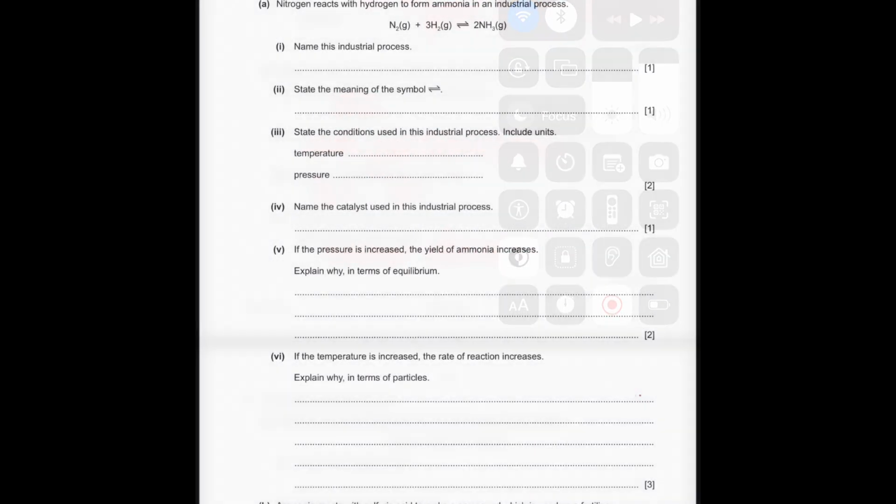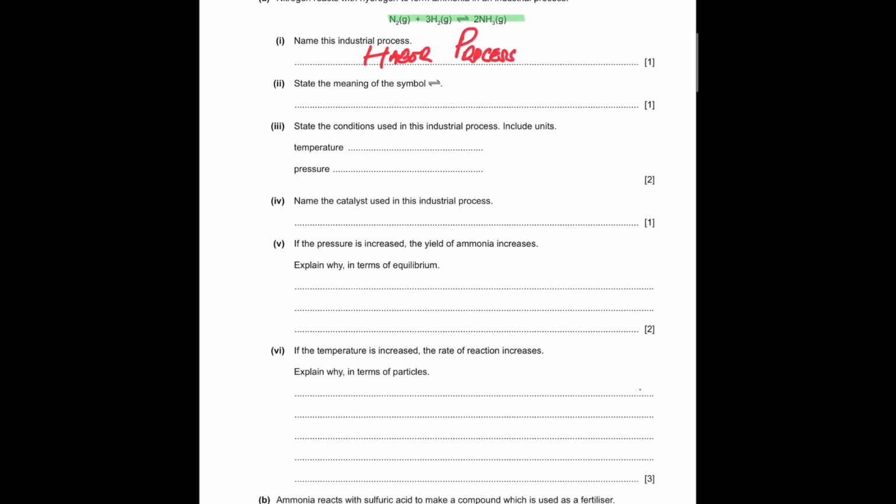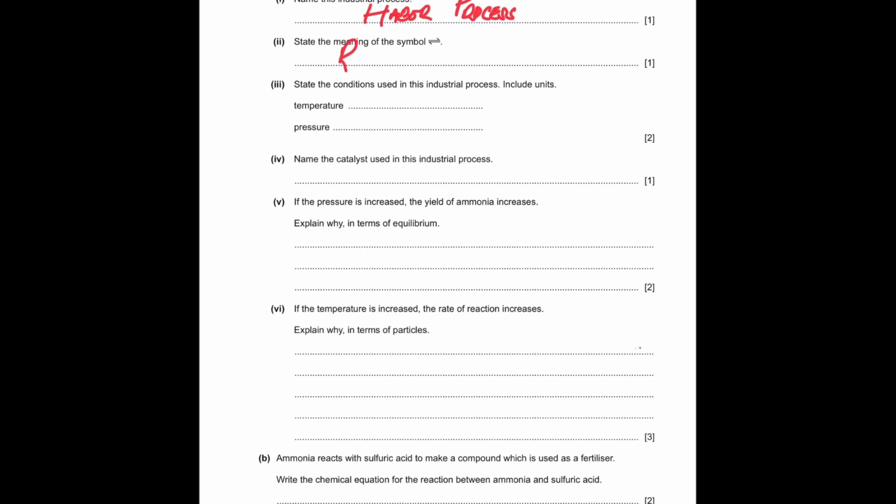So here is question 3. Question 3 is asking about nitrogen reacting with hydrogen. So here is the reaction. Name this industrial process. You know that the preparation of ammonia from nitrogen and hydrogen is an industrial process, and the process name is the Haber process. Name the meaning of this symbol. It means reversible.